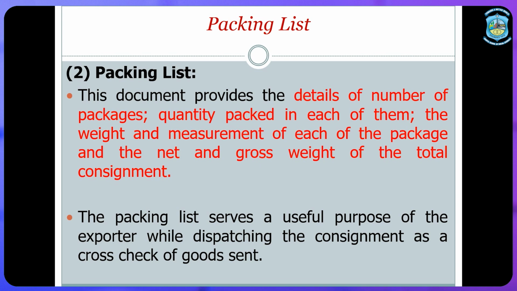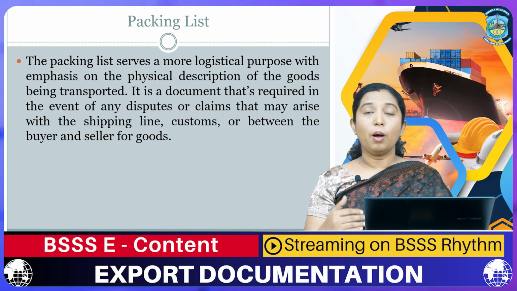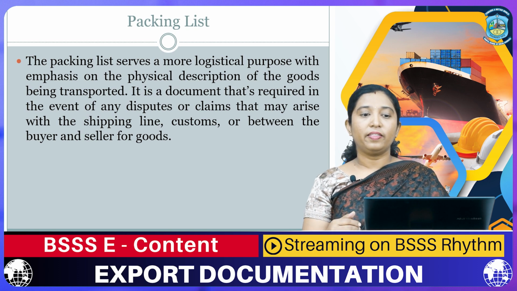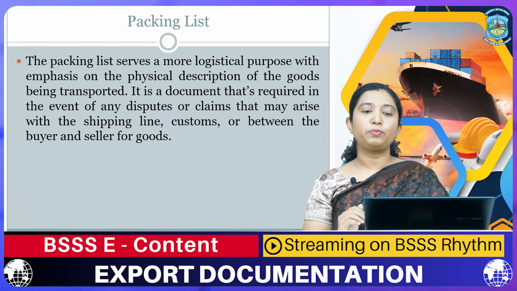The other document is the packing list. Packing list provides the details of the number of packages, quantity packed in each of them, the weight, measurement, and a detailed description of the goods that are being exported. Packing list serves a more logistical purpose that emphasizes the physical description of the goods being exported.